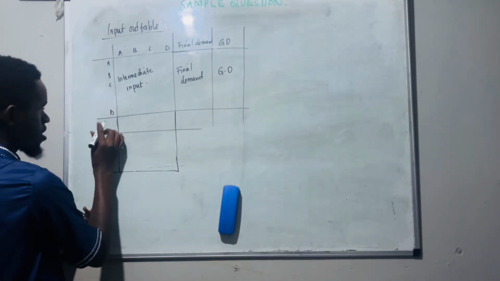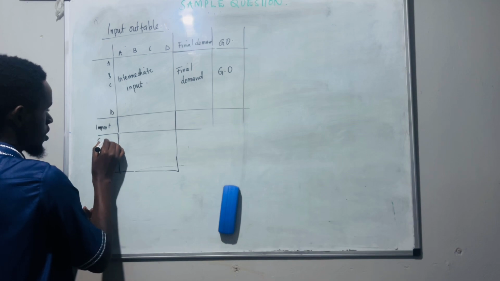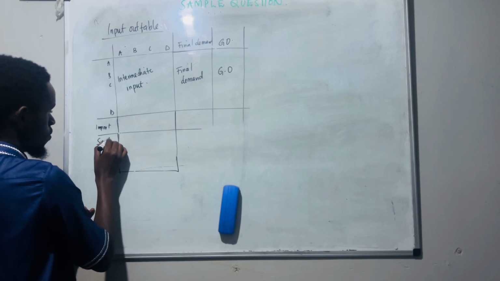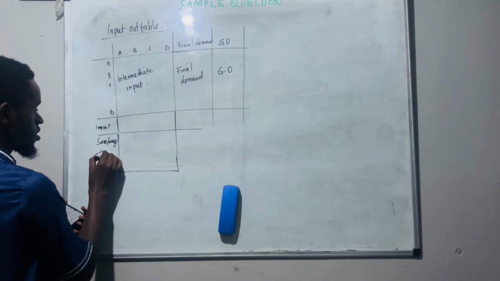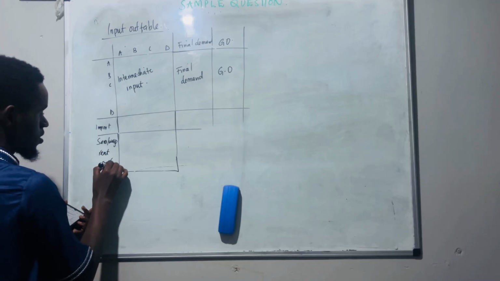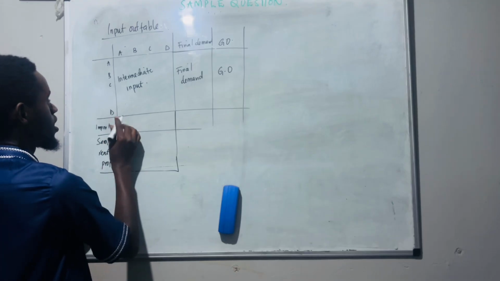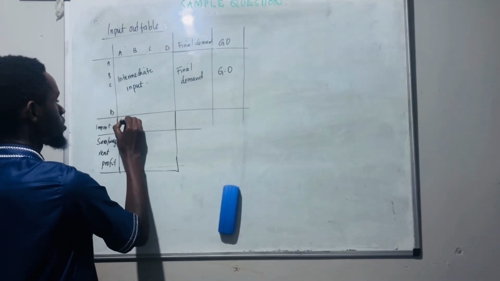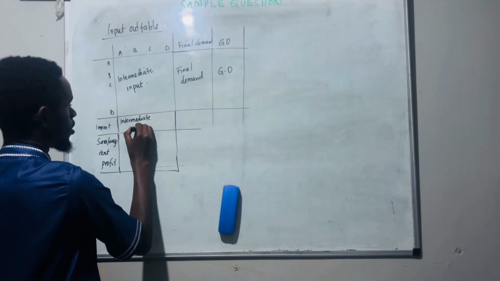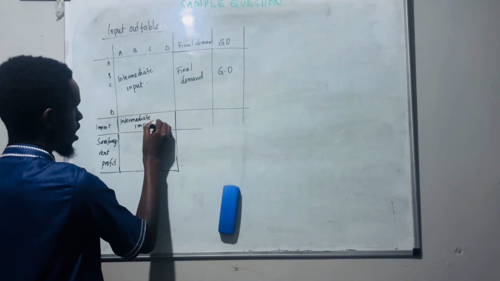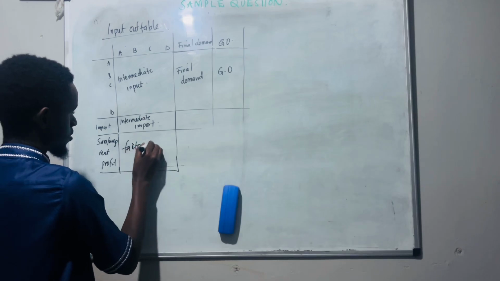Now, in this area you have imports, and then here you have salaries, wages, rent and profit. Therefore, here we call this intermediate imports. And then here we call factor payments. These are factor payments.